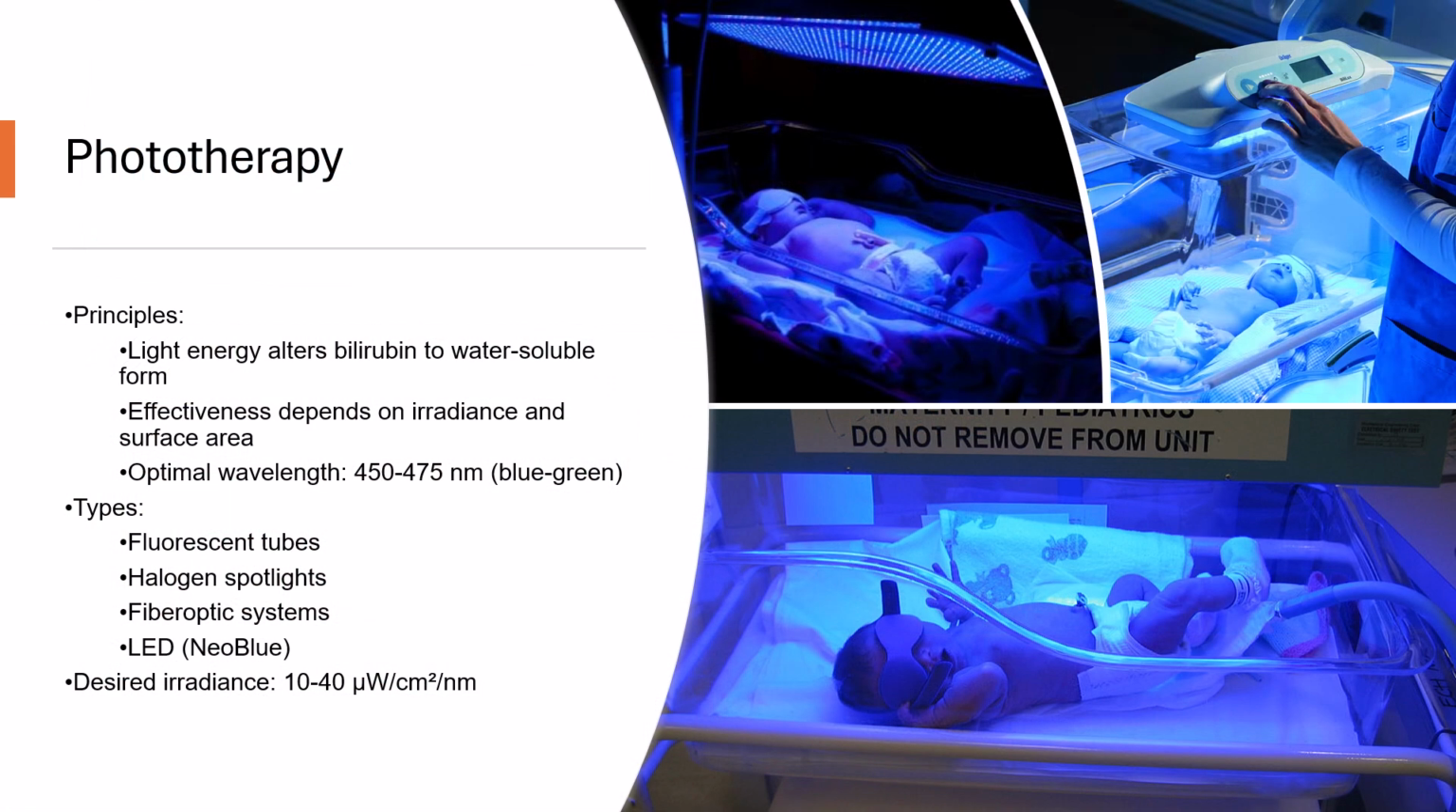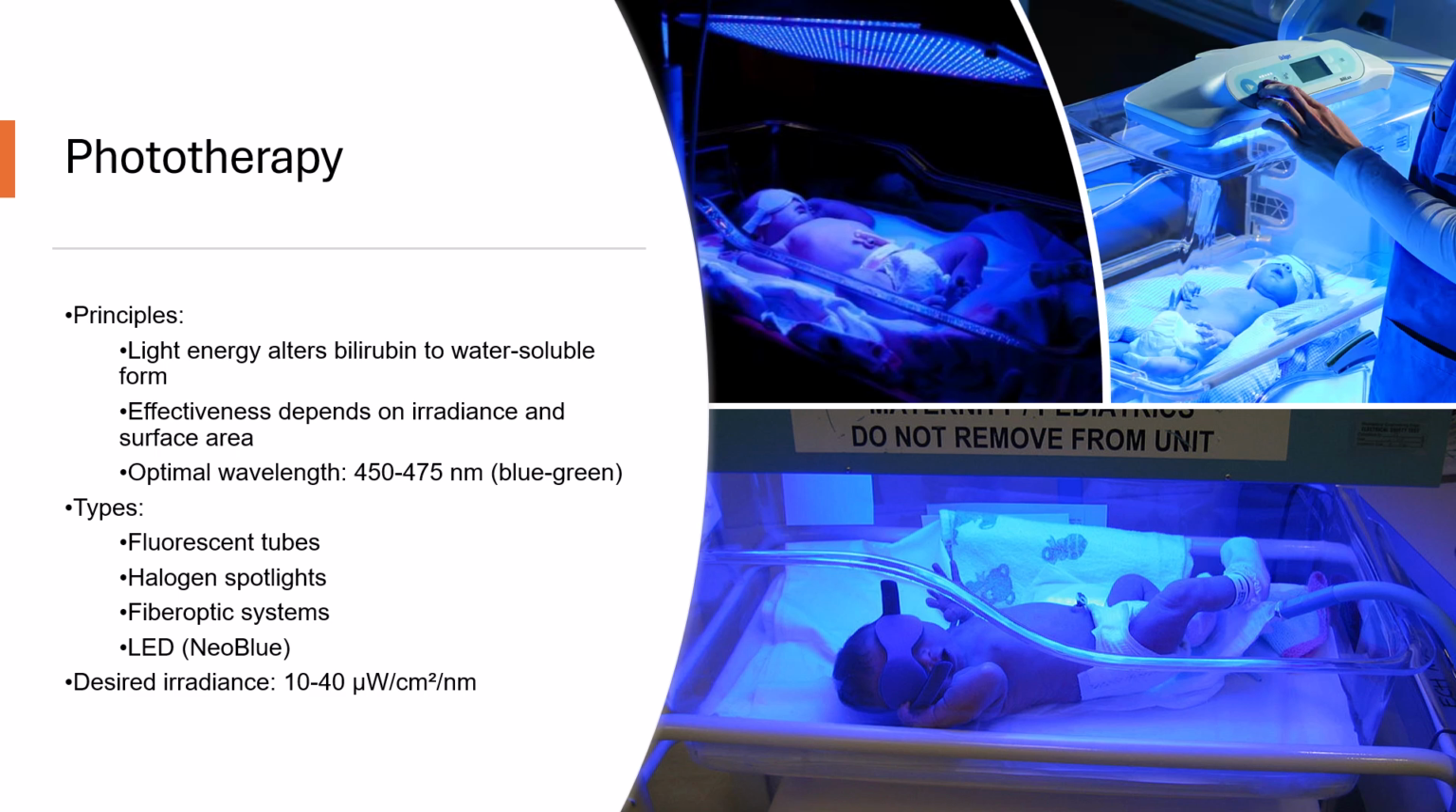Phototherapy is the primary intervention for hyperbilirubinemia and works by using light energy to convert bilirubin into water-soluble isomers that can be excreted without conjugation. Effectiveness depends on two key factors: the irradiance, or energy output, of the light, and the amount of skin surface area exposed. The optimal wavelength range is 450 to 475 nanometers in the blue-green spectrum.